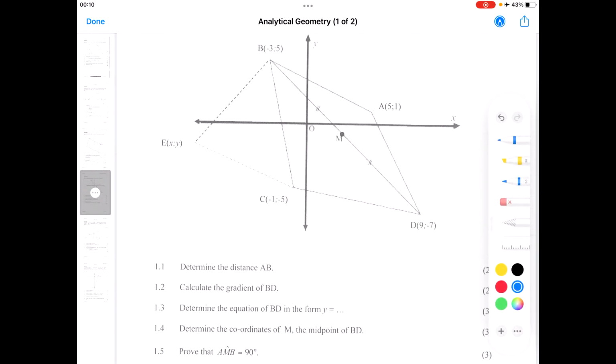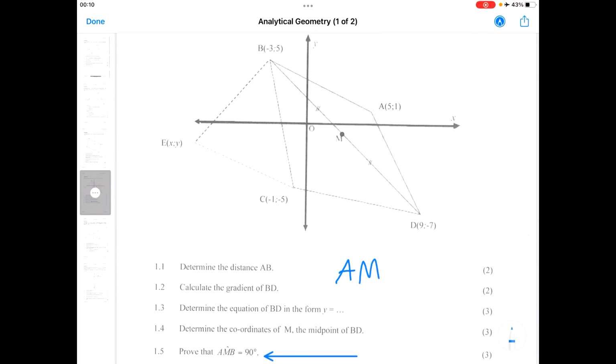Now we are proving. What are we proving now? They say prove that. This is the question, 1.5. Prove that in triangle AMB, it is angle M that we are trying to prove is equal to 90 degrees. Very, very much important, ladies and gentlemen, on that one. And also, this question is allocated 3 marks.